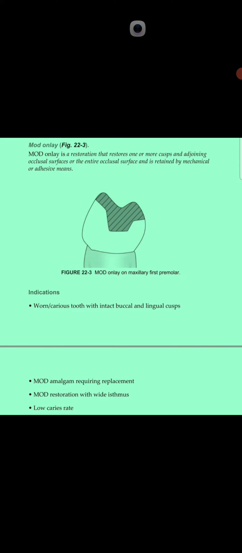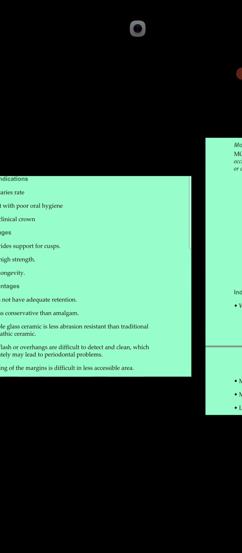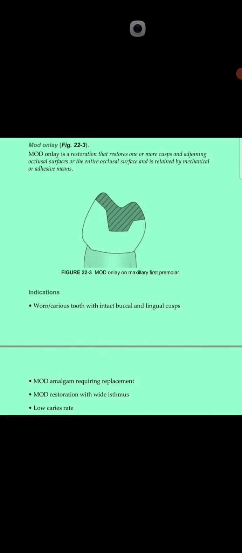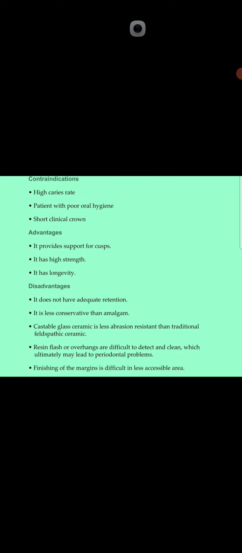Next, MOD restoration with a wide isthmus. The isthmus is the area between the cusps, from one side cusp to the other side cusp. Next, if there is a low caries rate, because in high caries rate we give an extracoronal retainer. Now, after indications, what are the contraindications? If there is a high caries rate, a patient with poor oral hygiene, or a short clinical crown. These are the contraindications. What are the advantages?